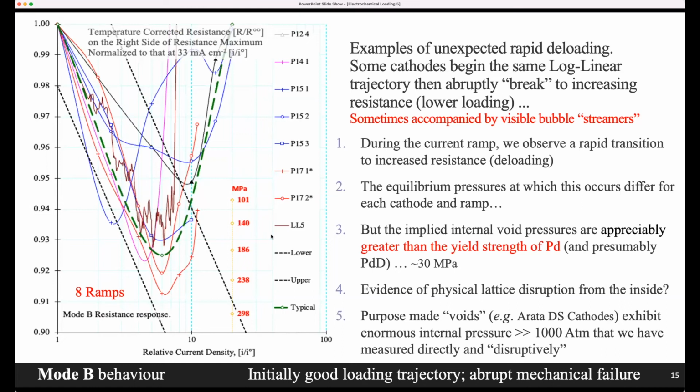We have another set of 8 ramps with this normalized plot. The initial trajectory is the same, log-linear decrease. But at a certain point, the resistance heads up. The electrode gives up. It says, I can't do this anymore. I'm going to deload, and that deloading is precipitous. Sometimes this can be seen as visible bursts of bubble streamers. These have been studied and shown to be, in some cases, supersonic.